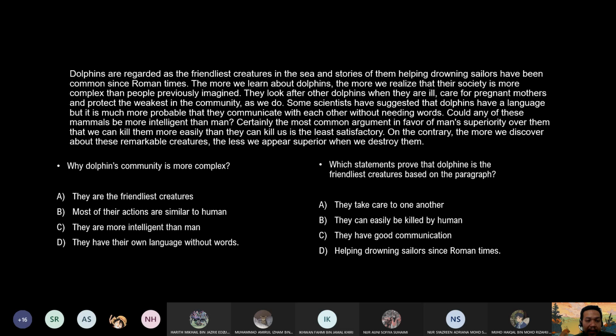exercises. Okay, now it's dolphin. The question is why the dolphin community is more complex. Those are the choices of answers. And then number 2: which statement proves that dolphins are the friendliest creatures based on the paragraph? Okay, can you try it? Again, find the keyword and then try to find it in the text. Don't read the text every single word.